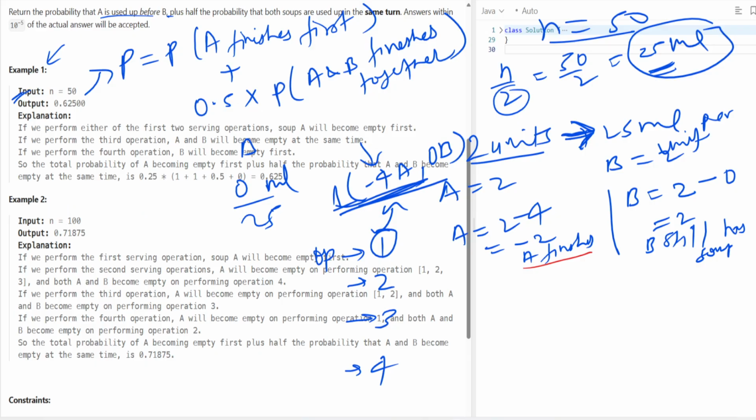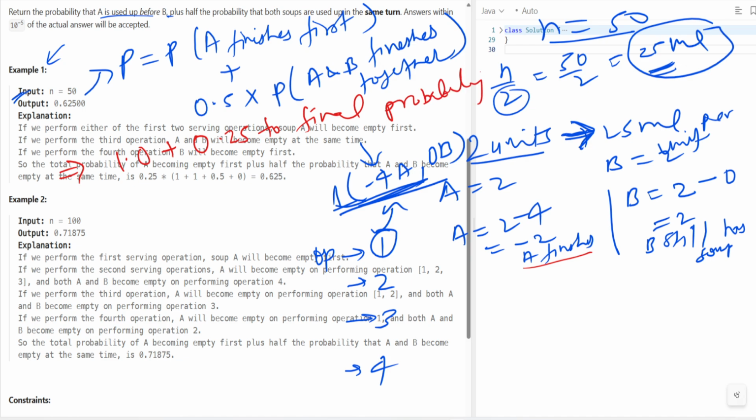So let me clean this. We have seen that A is finishing very first, so A finishes, so we'll say it will contribute here 1.0 plus 0.25 to the final probability. Can we say that? 1.0 and 0.25, right? So it will contribute to the P for this one.